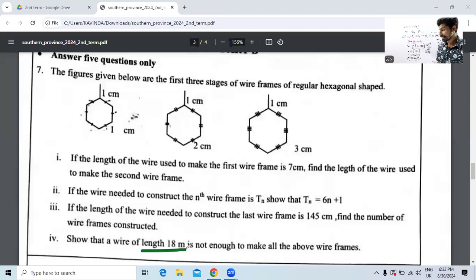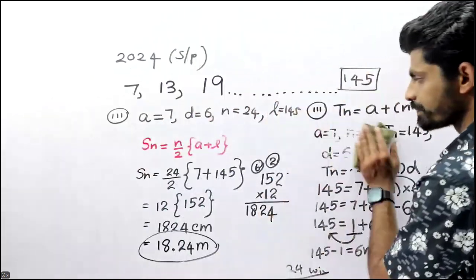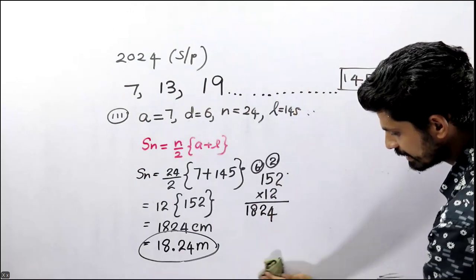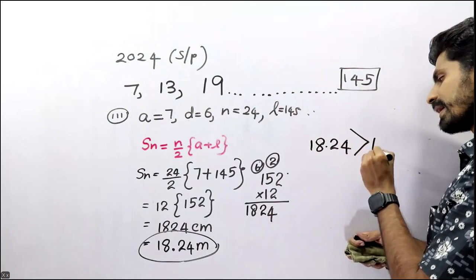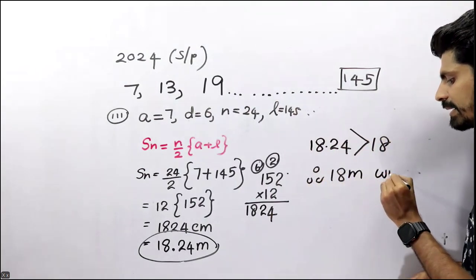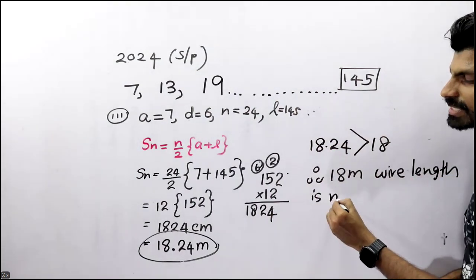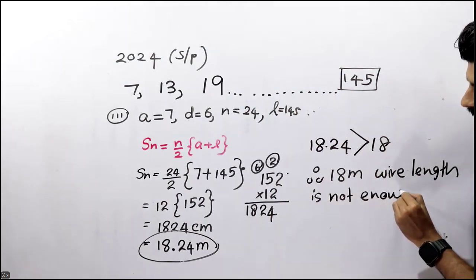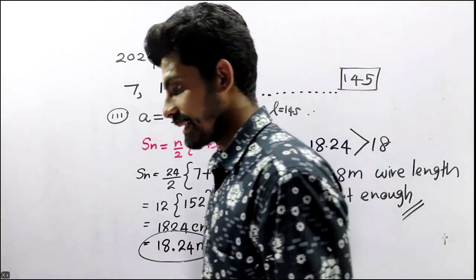What is the reason? 18.24 meters are there, so we can write down the answer: 18.24 is greater than 18. Therefore, the 18-meter wire length is not enough. Right, okay. So that's the thing.